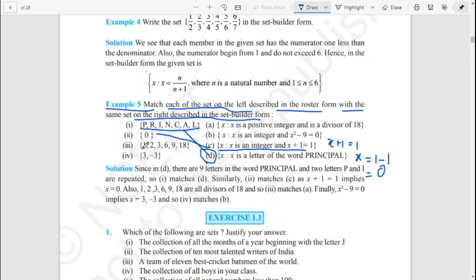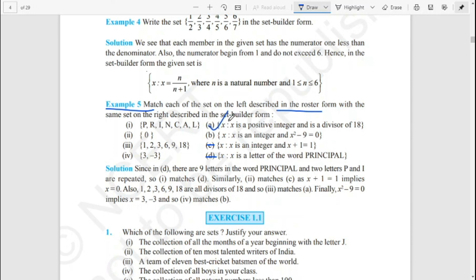Next we have 1, 2, 3, 6, 9, 18. We are done with this. We have done with this one also. So 2 are remaining. So what do you think, to what will it belong? Yeah. First one we'll check. X such that X is a positive integer and is a divisor of 18. Factors of 18. Let's check the third one. 1 into 18. Yes. 2 into 9. 3 into 6. Any other numbers that will divide 18? I don't think so. So the third one matches with A.